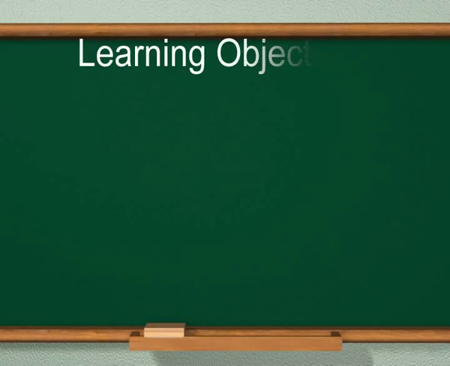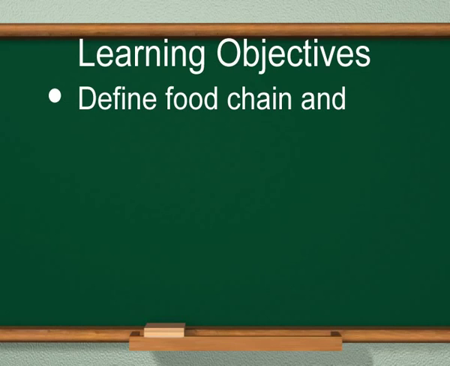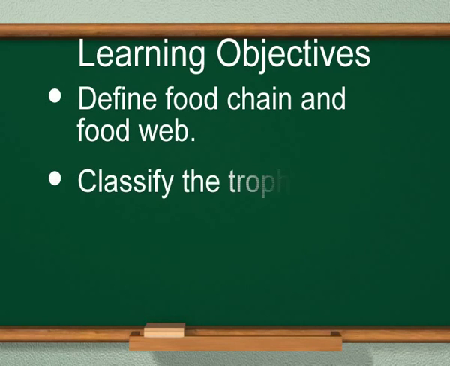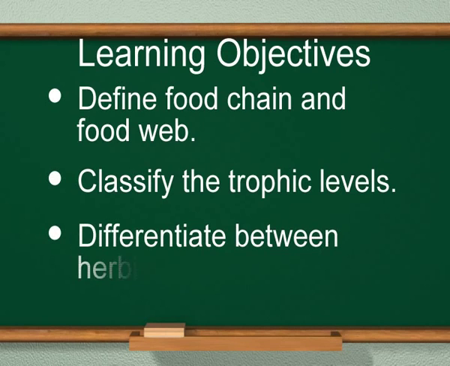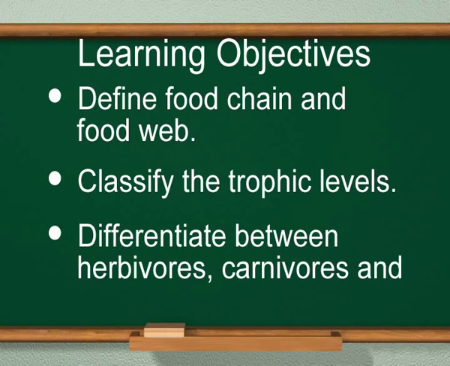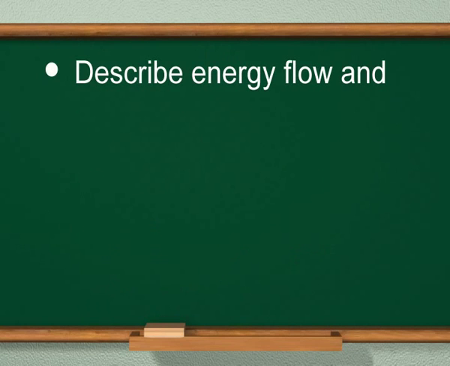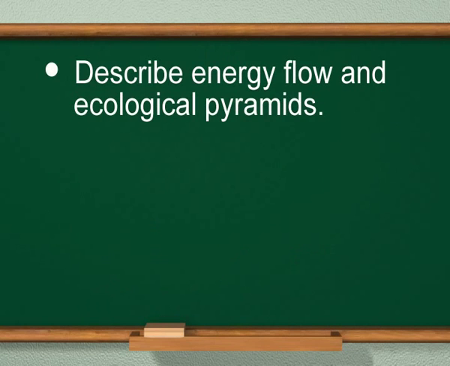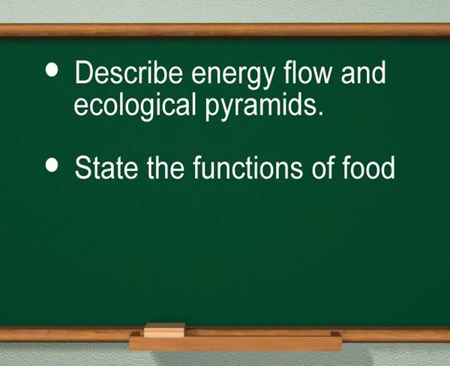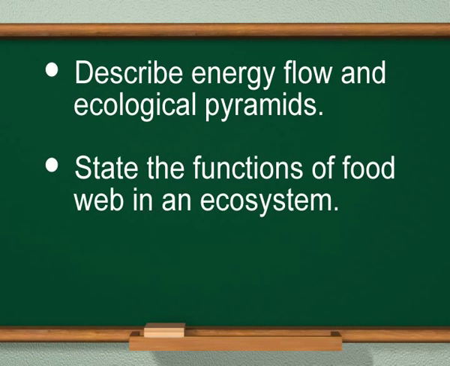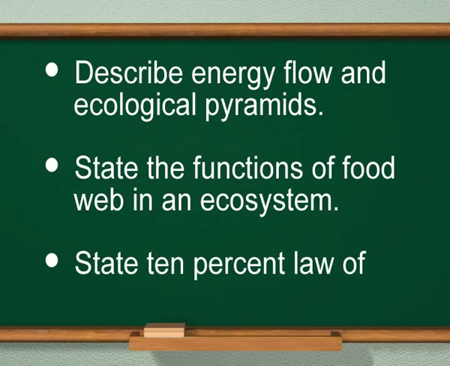On completion of this topic, learners will be able to define food chain and food web, classify the trophic levels, differentiate between herbivores, carnivores, and decomposers, describe energy flow and ecological pyramids, state the functions of food web in an ecosystem, state 10% law of energy transfer.